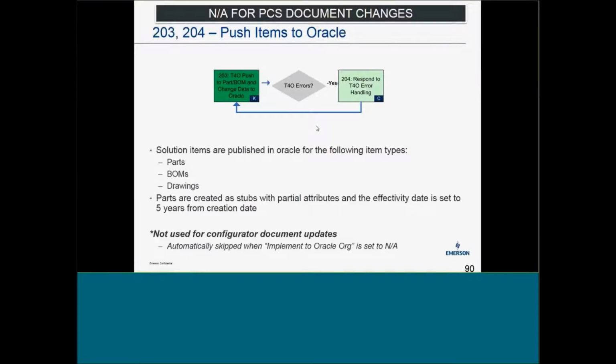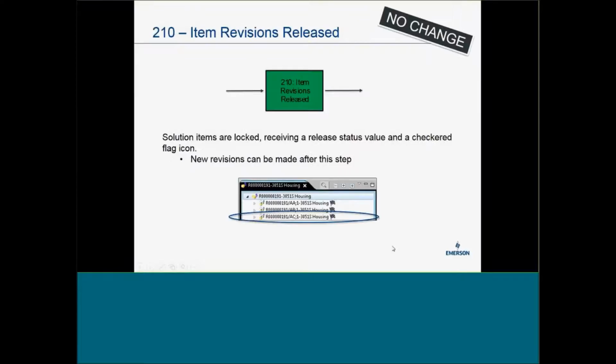There's a couple more steps in the workflow to push items to Oracle, which won't be used for PCS document changes because the implement to Oracle org attribute is set to NA. So my item revisions will be released after the CA signs off, and then my items will receive a checkered flag and be finalized.